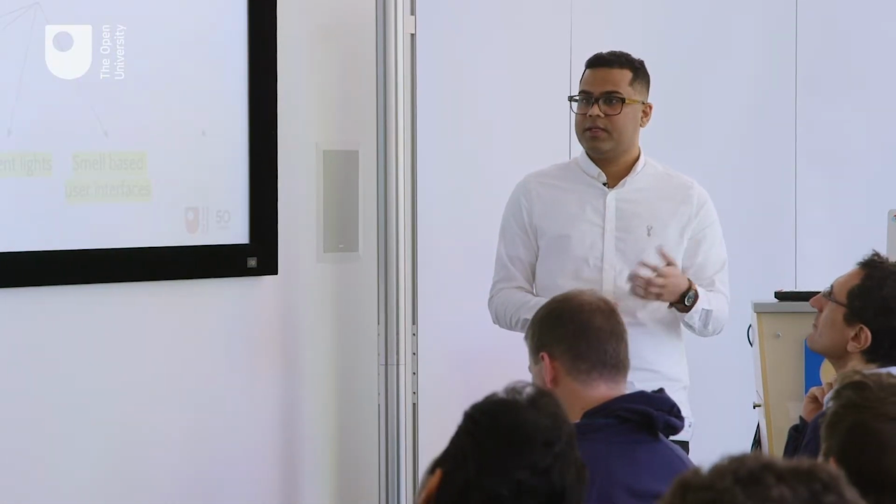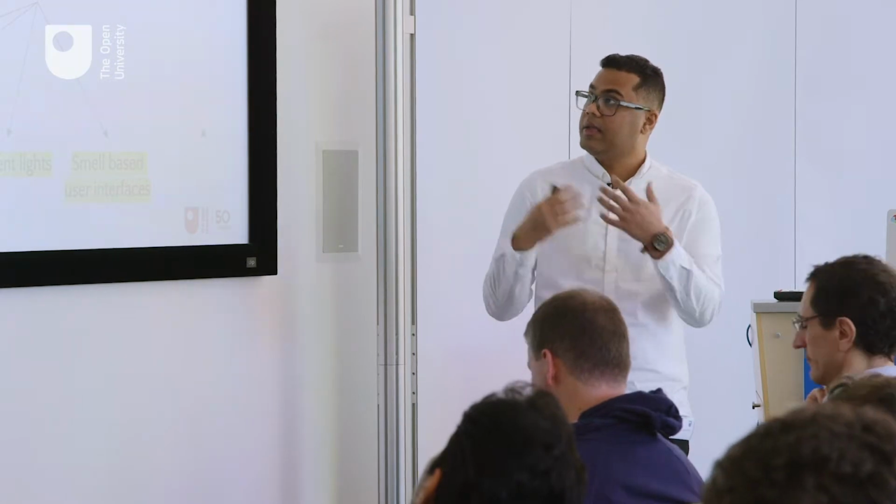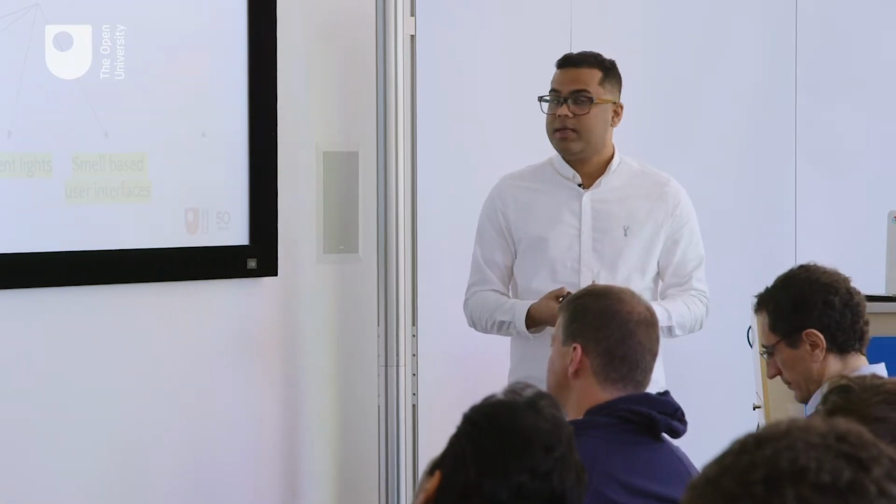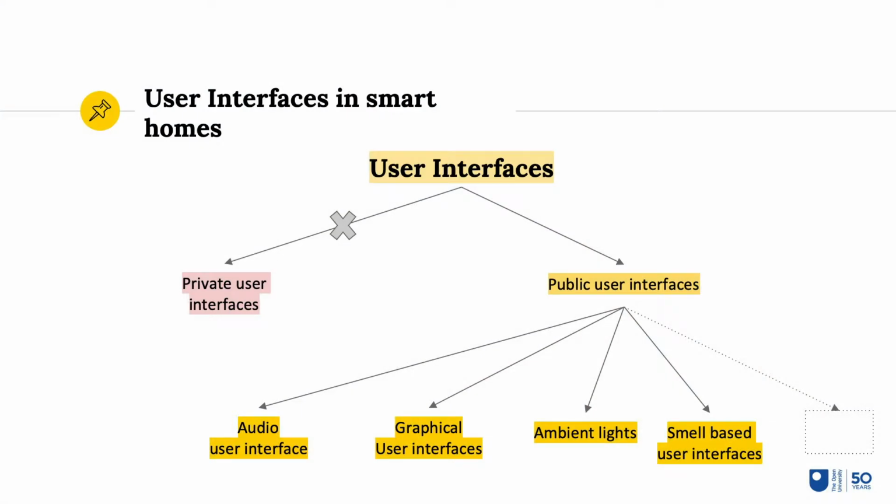So when it comes to user interfaces in smart homes, just like privacy, there are many ways you can categorize these user interfaces. One is privacy user interfaces and the other is public user interfaces. Public user interfaces are user interfaces which can transmit or broadcast information to multiple people. You can take smart speakers, which come under audio user interfaces, graphical user interfaces like smart TVs, ambient lights, and smell-based user interfaces. So there are so many examples under public user interfaces.